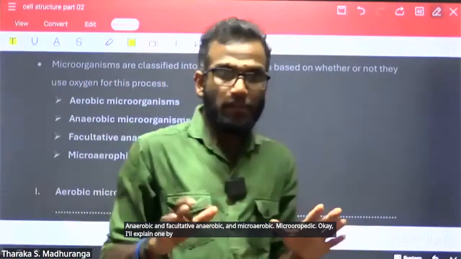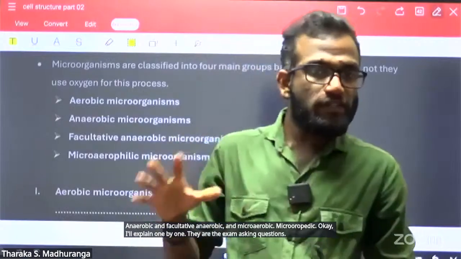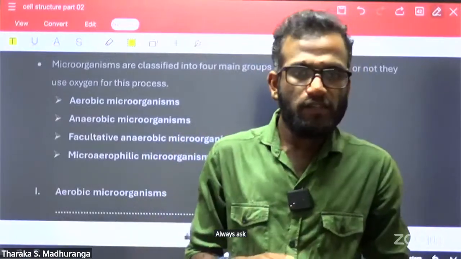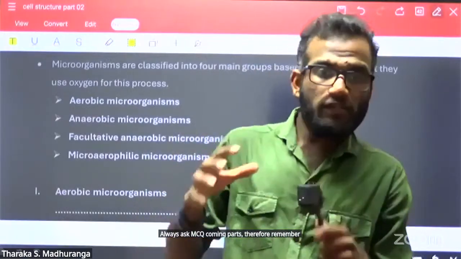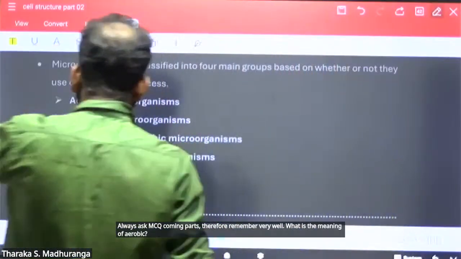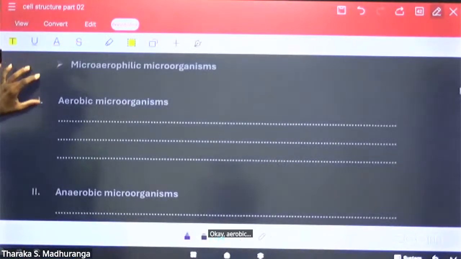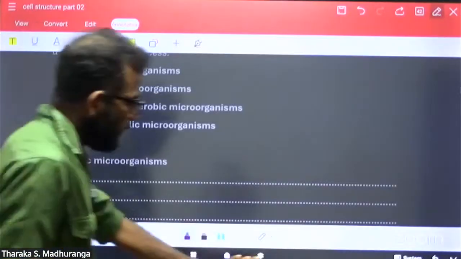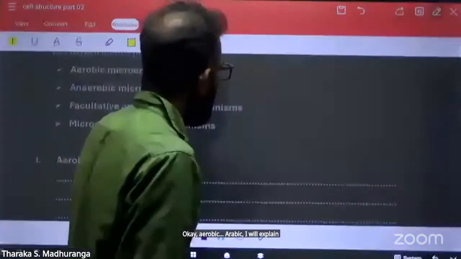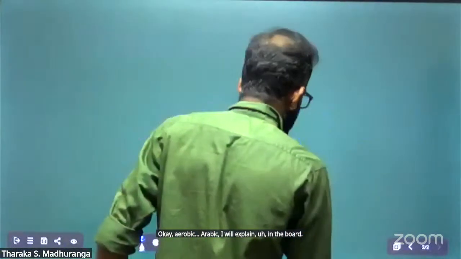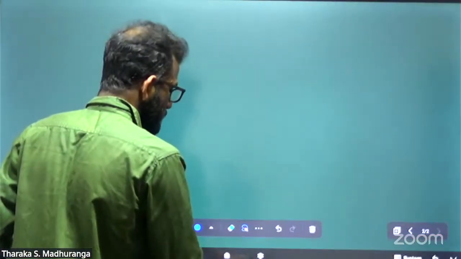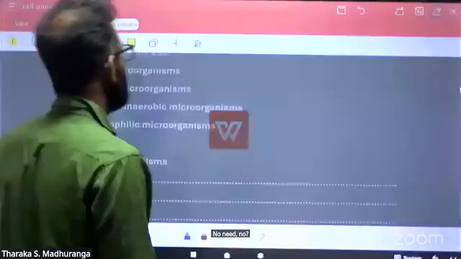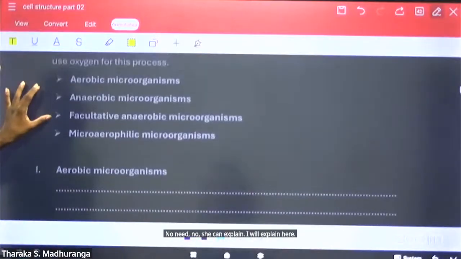The exam asks questions on these. MCQs always come from this part. Therefore, remember very well the meaning of aerobic. I will explain here. Okay, aerobic microorganisms.